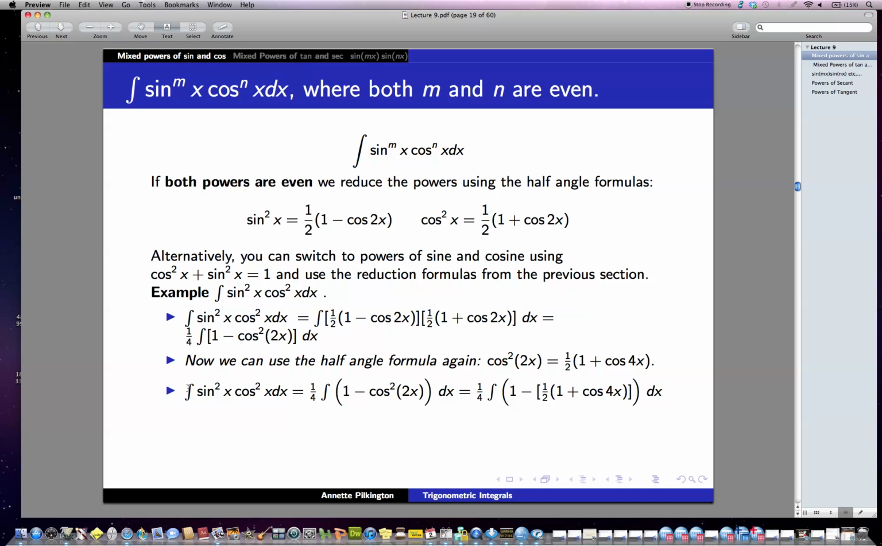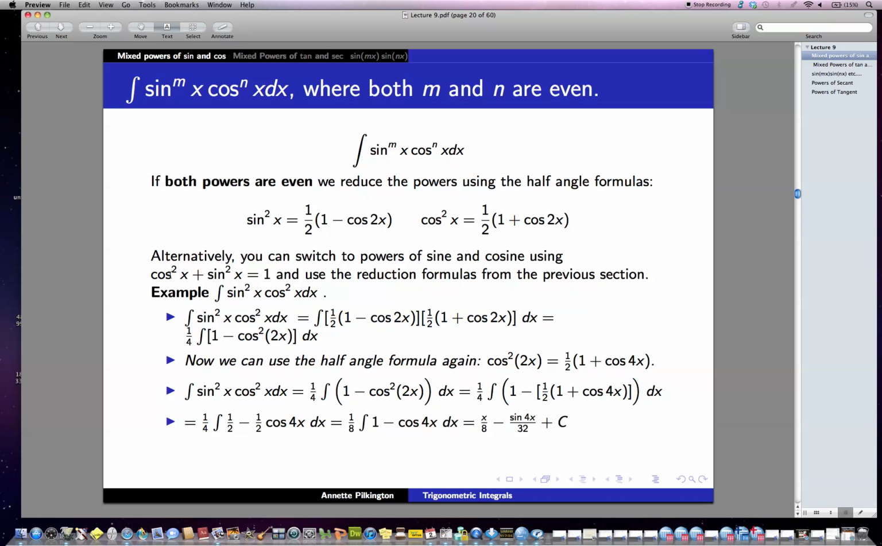Now we end up with the integral of sine squared cosine squared, the original integral, is 1/4 the integral of 1 minus cosine squared 2x, which is 1/4 the integral of 1 minus 1/2 times 1 plus cosine 4x dx. That's a relatively easy integral, and you can do that with Calc 1 techniques.